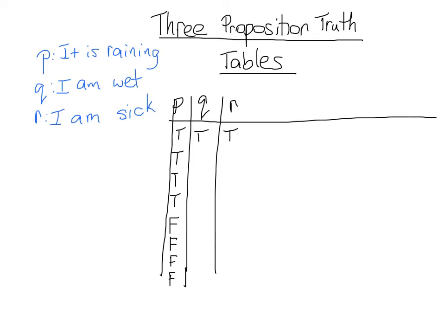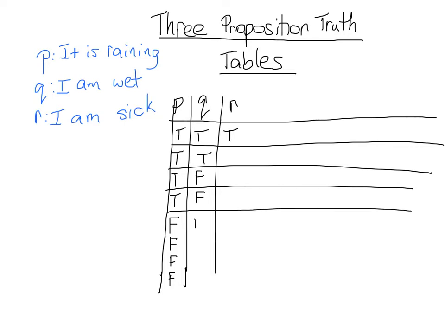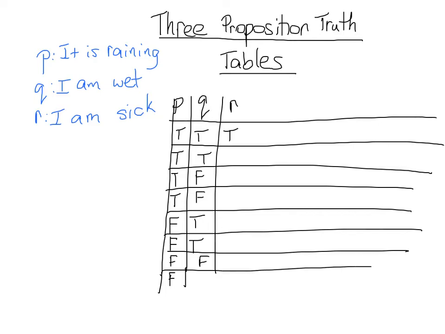So we can label true, true, true, true, false, false, false, false for our P. Then we can do something similar for Q, but switch it up a bit. 2 trues, 2 falses, 2 trues and 2 falses. And finally, we can switch back and forth between true and false for our R. True, false, true, false.